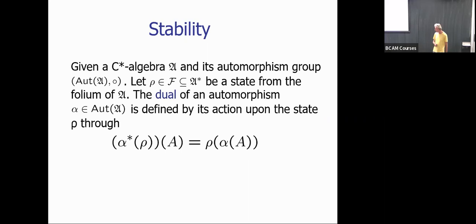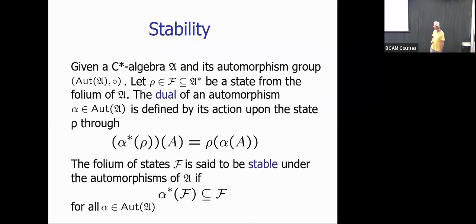Then one can introduce the notion of stability. So given a C-star algebra and its automorphism group, remember the automorphism group of an algebra is the set of linear transformations over the algebra, mapping one algebra element to another algebra element, and these automorphisms can be composed, of course, by functional composition. And now let us consider a state in the folium of the algebra, and then we define the dual of an automorphism by defining its action over the state space. So here's the definition. Instead of evaluating the state in the transformation of the algebra element A under the automorphism alpha, we evaluate the dual automorphism in the state space and apply that to the element of the algebra.